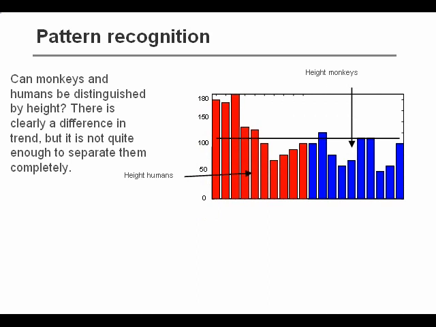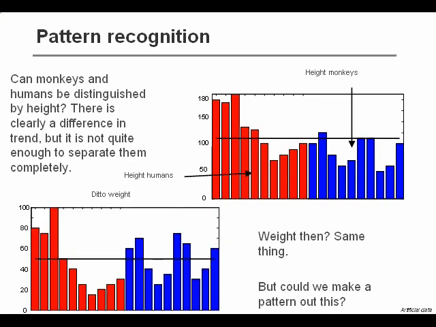Let's take a more realistic example. Here we show the height of different humans and different monkeys, and we would like to be able to distinguish these two groups. And even though we do see a tendency, it's also very clear that we cannot have a cutoff level at some level of the height that will help us perfectly separate the two groups. We could try and add another variable, for example the weight, but we see that the problem is exactly the same. So does that mean that these two variables cannot be used to separate the two groups?